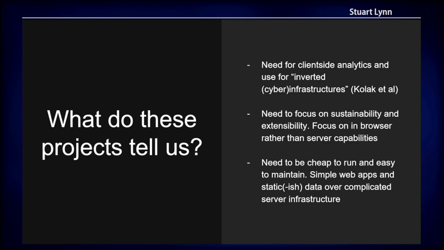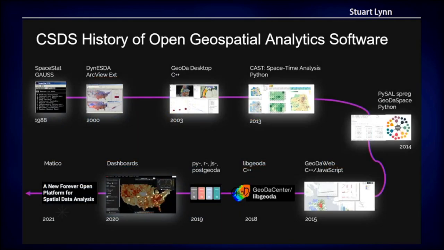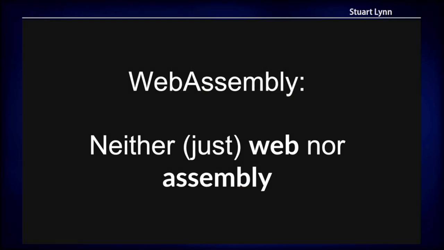We prefer that over complicated back-end infrastructure. This is what it looks like, as I was saying before: we do some script-based munging of data to get it into a nice format that can be loaded and used by the browser, and then we use WebAssembly and other techniques to process it in the browser as we go forward. And this is the sort of evolution that a lot of the technology that we built has taken. So let's get down to it in WebAssembly.